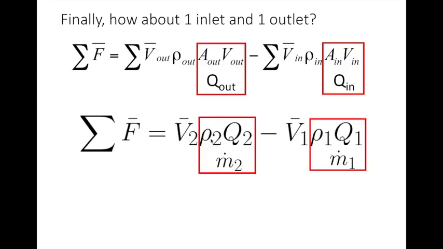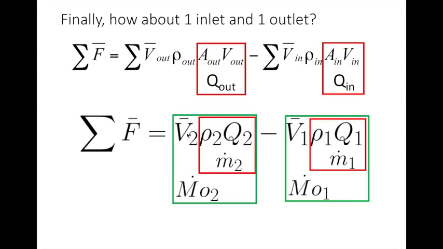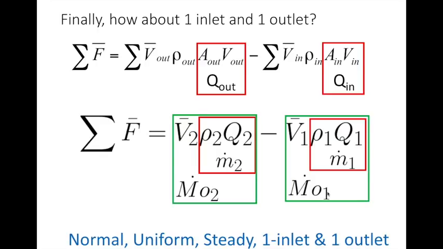A mass flow rate multiplied by a velocity vector gives us a momentum flow rate. So at this form of the equation, it's starting to get pretty nice. It's starting to get pretty simple, that we see that the sum of the forces is equal to the change in the momentum of what is entering our system compared to what is exiting our system. So we have the momentum flux out versus the momentum flux in. Okay, so this is what our equation looks like when we have normal, uniform, steady flow with one inlet and one outlet.